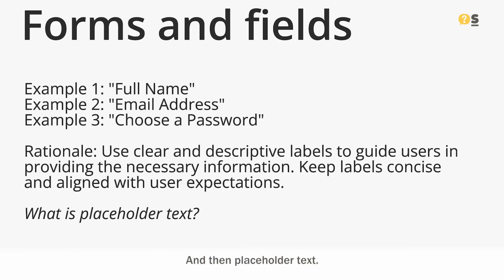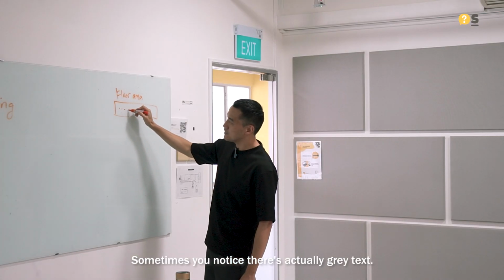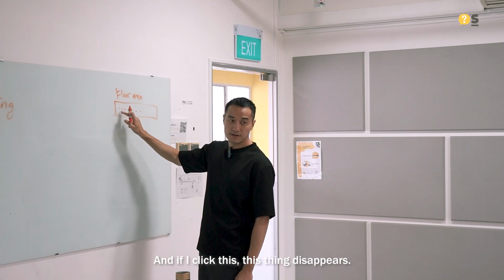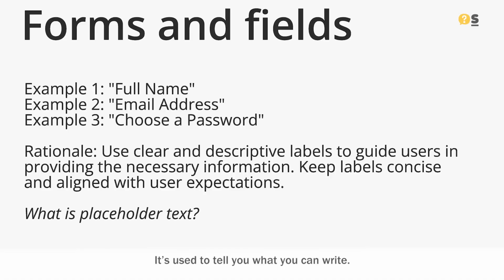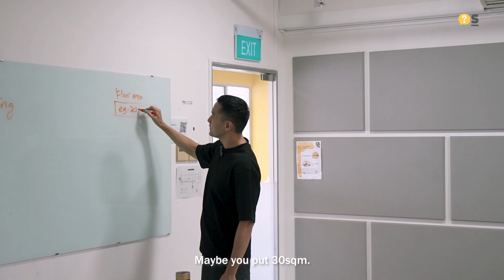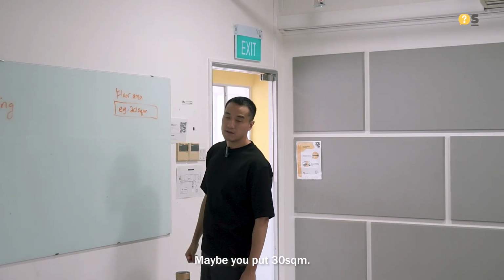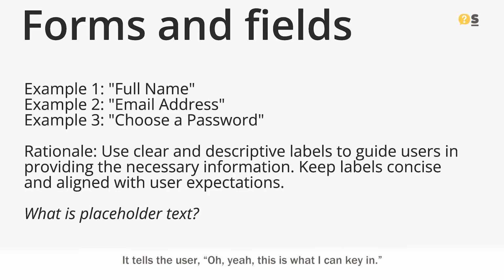And then placeholder text. Sometimes you notice there's actually gray text in here, and if I click, this thing disappears. It's used to tell you what you can write. Maybe you put 30 SQL. Right? So this is placeholder text. It tells the user, oh yeah, this is what I can key in.